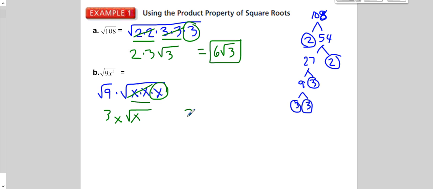This is our final answer: 3x times the square root of x. That's the simplified form of the square root of 9x cubed. And that's example 1.